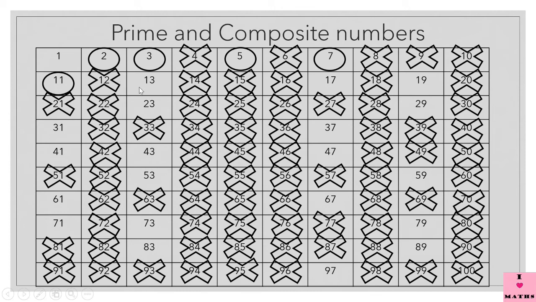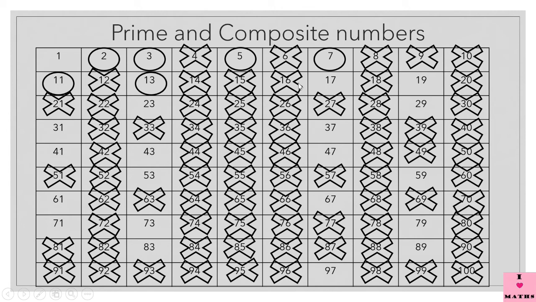Okay, let's go ahead. Now I must encircle 13 and cross all the multiples of 13. Let me show you. Okay, I have encircled 13 and the multiples of 13 have been crossed. Let us see. 13 ones are 13, 13 twos are 26, 13 threes are 39, 13 fours are 52, 13 fives are 65, 13 sixes are 78, 13 sevens are 91, 13 eights are 104, which is not here. So that's all.